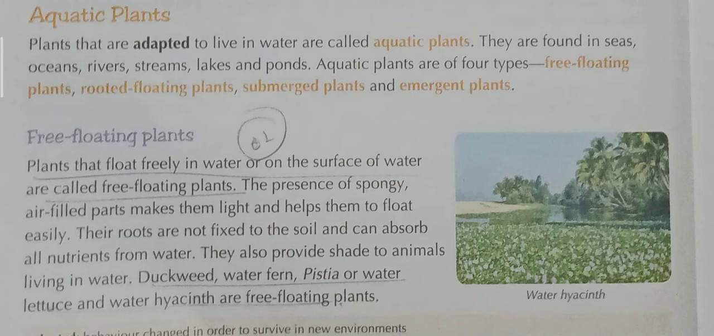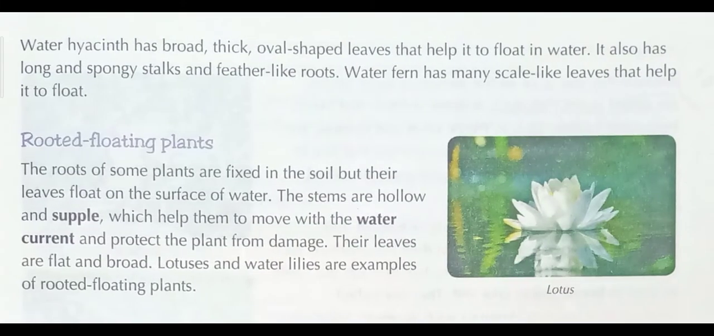Next paragraph. Water hyacinth has broad, thick, oval-shaped leaves that help it to float in water. It also has long and spongy stalks and feather-like roots. Water ferns have many scale-like leaves that help them to float. So these are the things because of which they float on water.